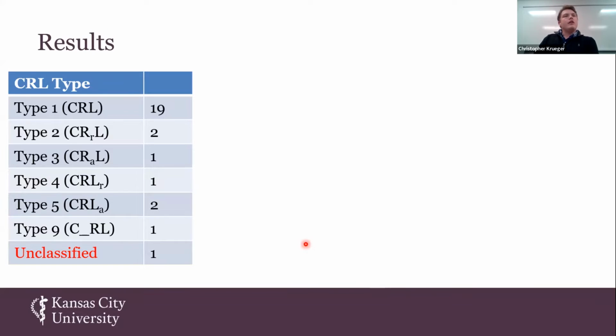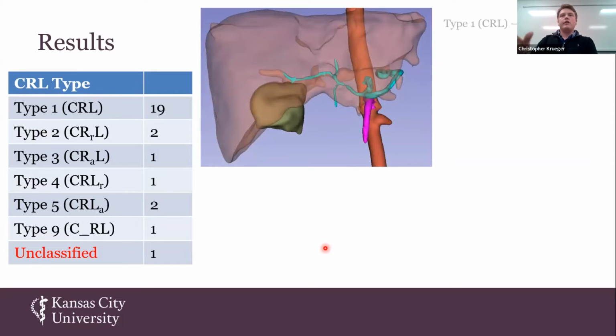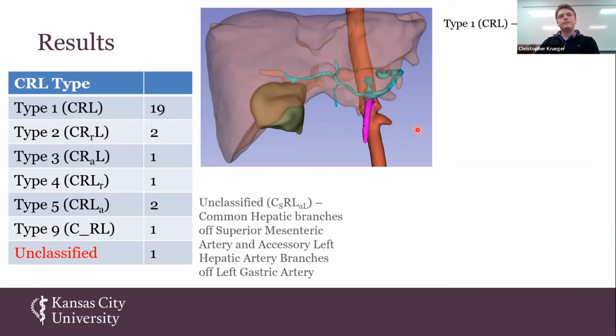So here are my results. I had 19 type 1s, which is normal, which makes sense, and then a handful of other variations, and I had one unclassified, which I'll go over in a second. So here is a normal. If we start here, I started with the celiac trunk, and I found the splenic artery that shoots off here. The left gastric comes up here, and here's our common hepatic artery branching off the celiac trunk, which is normal. Gastroduodenal drops down, leaving us with the proper hepatic and the left and right hepatic arteries as well. So once again, this is normal. This is the type of branching pattern that I was looking for.